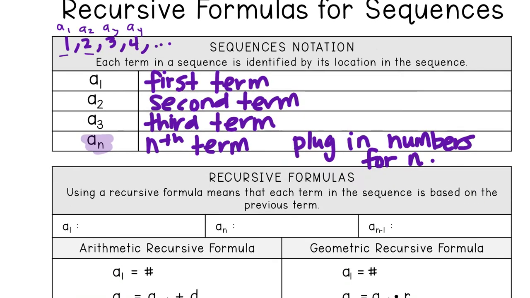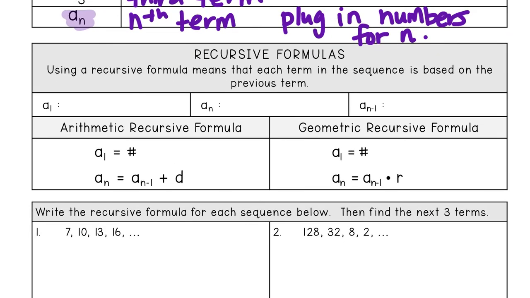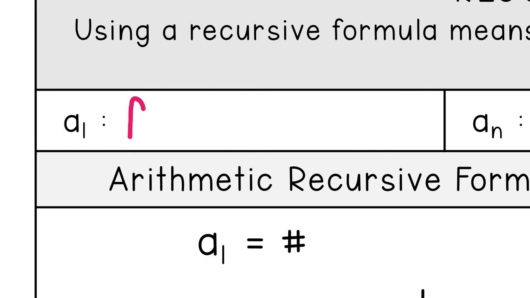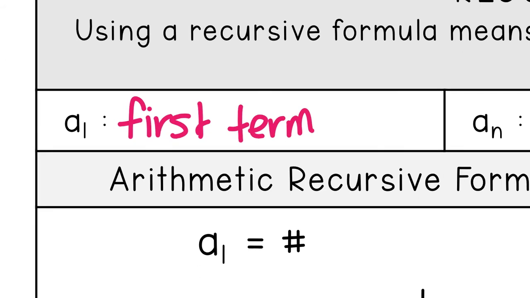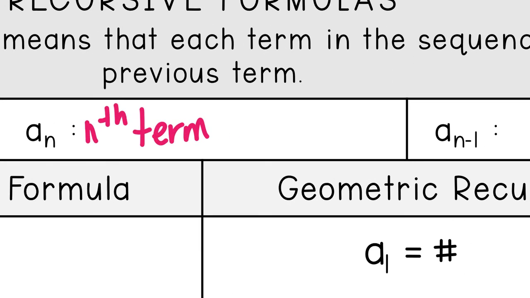Okay, so let's actually look at what a recursive formula is. Using a recursive formula means that each term in the sequence is based on the previous term. So again, with a little bit of notation, we already discussed that A sub 1 stands for the first term. A sub n is the nth term, but you could also think of it as the current term. So whatever term you're trying to find is the current term.